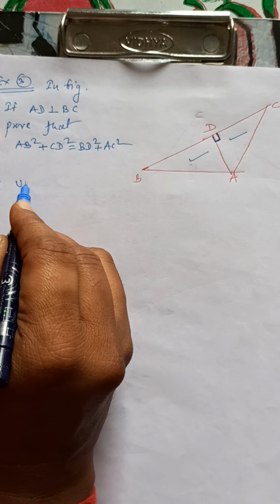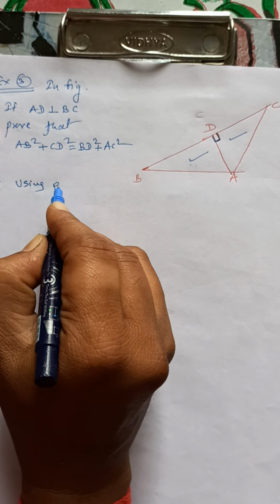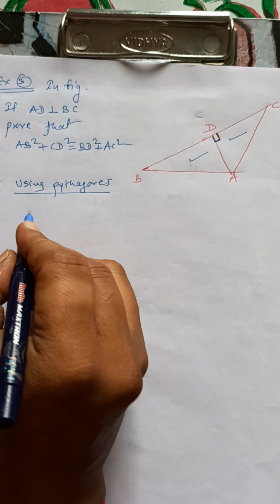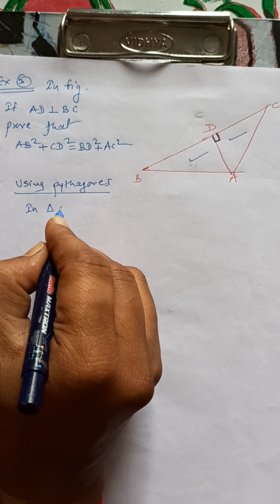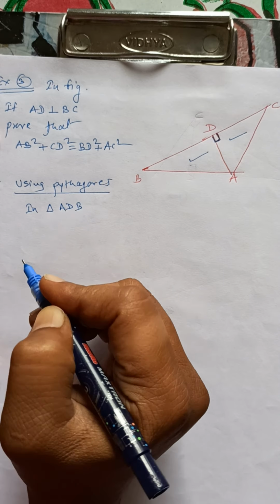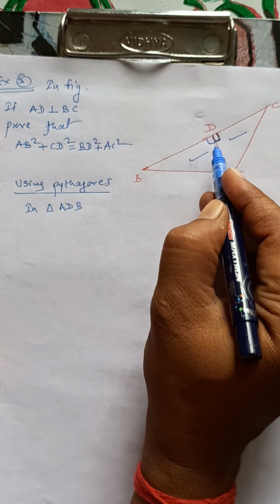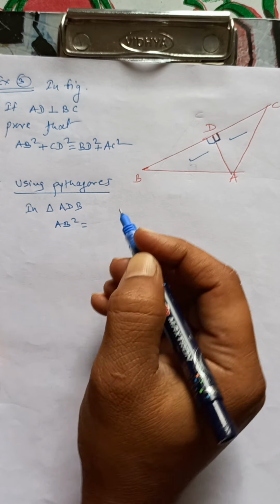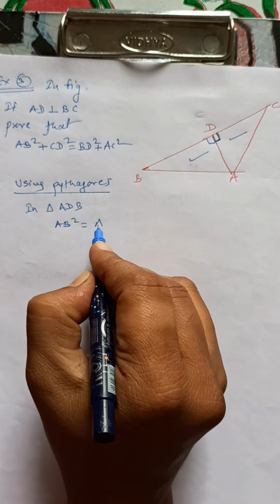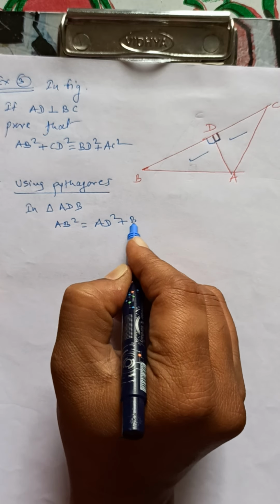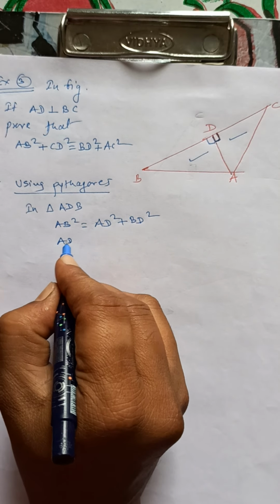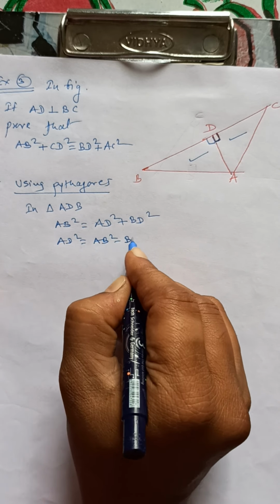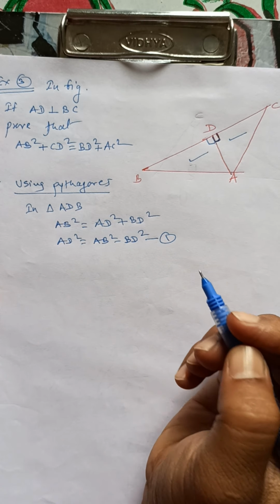So using Pythagoras, what can we write? In triangle ADB, this is 90 degrees. So AB is the hypotenuse. So AB square is equal to AD square plus BD square. So I can write AD square is equal to AB square minus BD square, shifting BD square to this side. This is equation number 1.